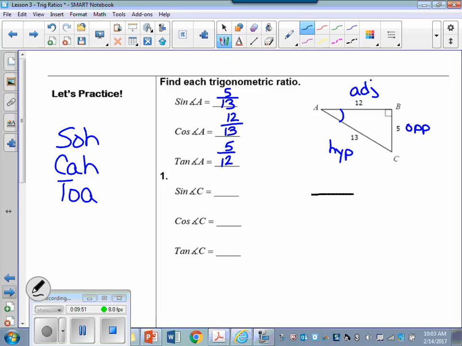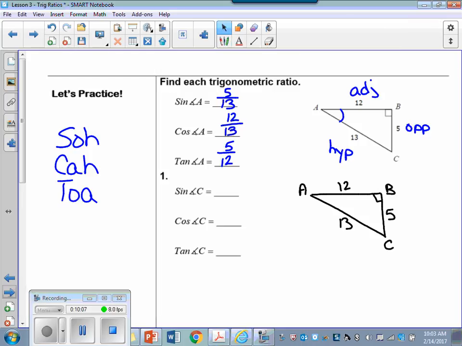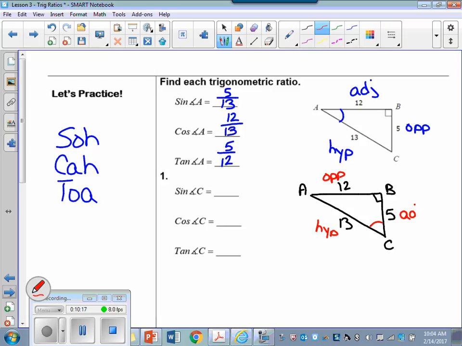I am going to strongly encourage you, if you have to look at the second angle in the triangle, to take a minute and redraw it. You will cut down on the mistakes you make if you're not crossing stuff off in your original diagram and writing on top of things. So now we're going to look at angle C. So here is my opposite, my hypotenuse, and my adjacent.